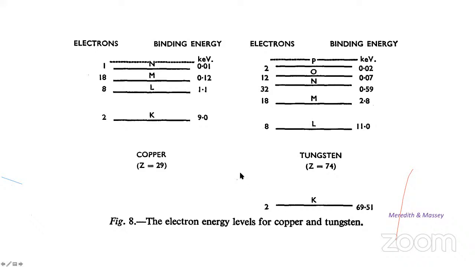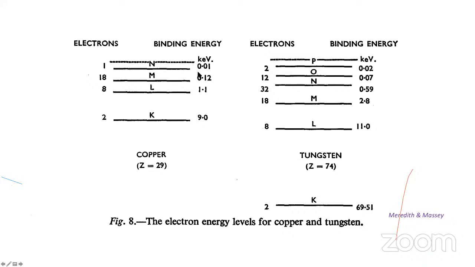So this is how it is, the different electrons. We've shown the binding energy of different shells. The K shell is the closest to the nucleus. And we are showing one is copper, which is a relatively lower Z material, the other is tungsten, which is very high Z, or atomic number. So look at the binding energy: in copper, the binding energy of the K shell is 9 keV, kilo electron volt, whereas in tungsten, the binding energy is much higher. It is 69.5.